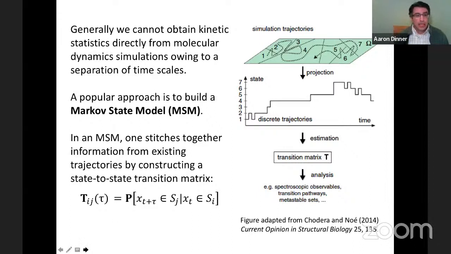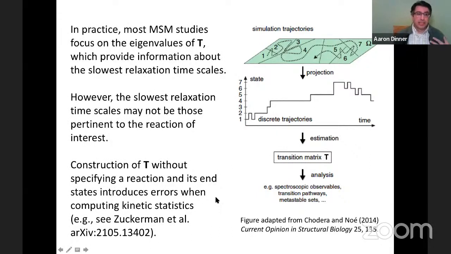Okay. In practice, what is often done is simply to look at the eigenvalues of the transition matrix, because those provide information about the slowest relaxation timescales. But there's an issue with that, which is that the process of interest might not actually be the slowest one. Maybe I'm interested in how, say, a hexamer comes apart into a dimer, but actually the slowest relaxation timescale is the unfolding of the monomer, for example.